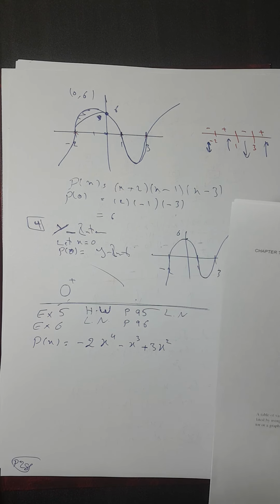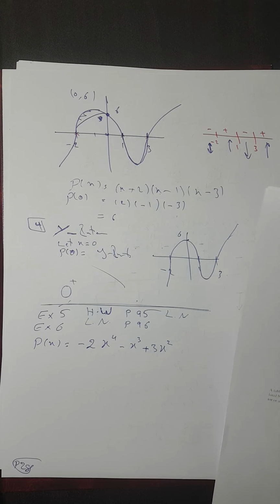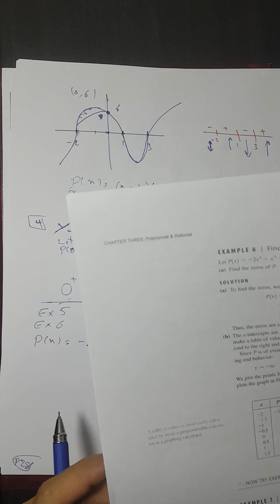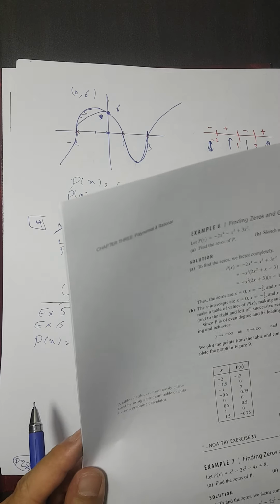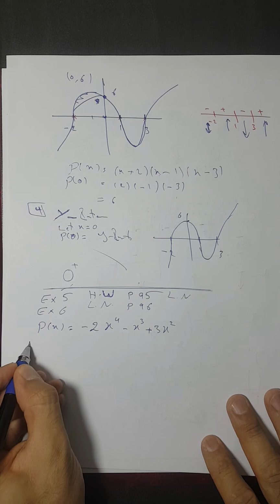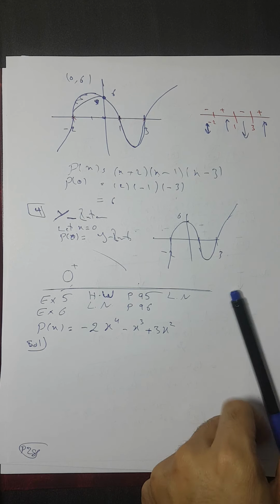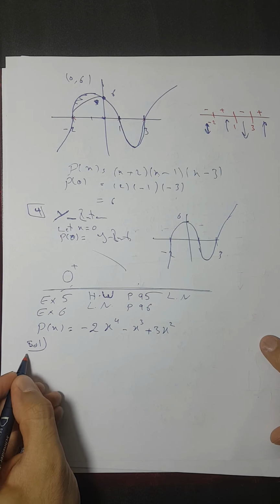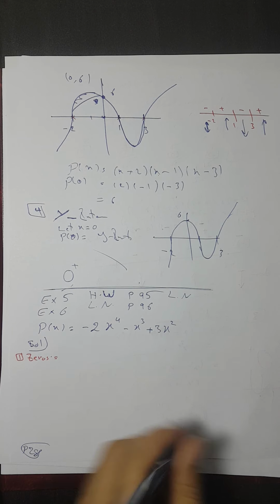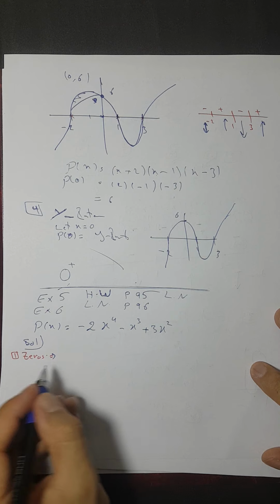Now it's time to tell you how to deal with this graph. How do we deal with this one? We will follow the guidelines. So first of all, solution. First key, which is what? So zeros. First, try to factor them, then find the zeros.